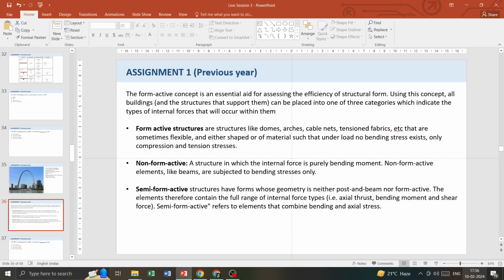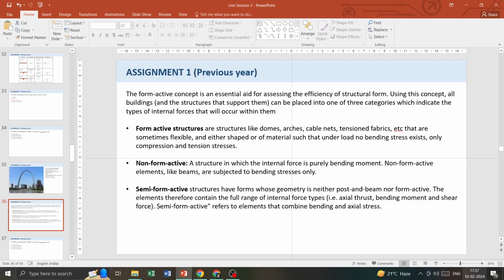So in form active structure, what happens is that form active structures only have compression and tension forces. They do not have bending forces. For example, if a structure is in a certain shape, structures like domes and arches and cable nets, tension fabrics, they are shaped such that they don't have any bending moment. They only have compressive forces and tension forces. Because of the shape, their bending moment is zero.